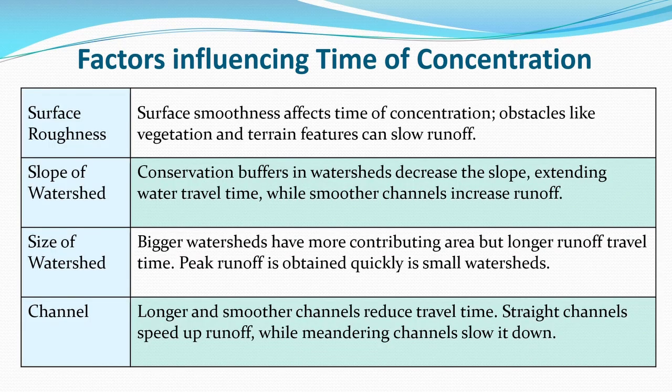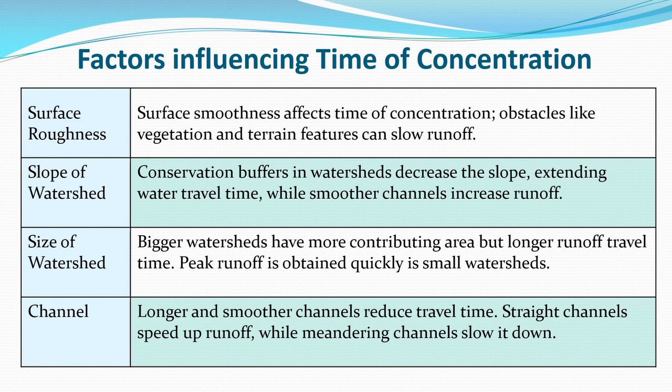If the surface is smooth, the time of concentration will be less. But if the obstacles are present, then it will take longer for the runoff to reach from the farthest end to the outlet of the watershed. Obstacles may include vegetation and terrain features which can slow down the runoff. Conservation buffers in watersheds decrease the slope and thereby it will extend the water travel time. While channels which are smoother will have increased runoff.